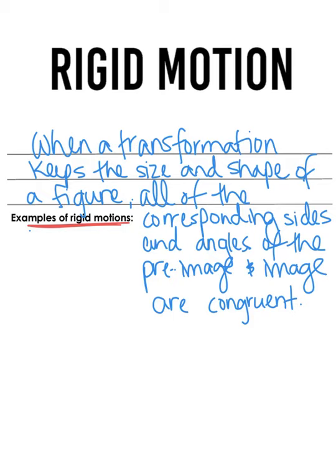You're going to want to write rigid motion. What is a rigid motion? When a transformation keeps the size and shape of a figure, so when the size doesn't change and the shape doesn't change, all of the corresponding sides and angles of the pre-image and image are congruent, and we know that congruent means equal or the same. Okay, so what are some examples of rigid motion? We're going to have some translations.